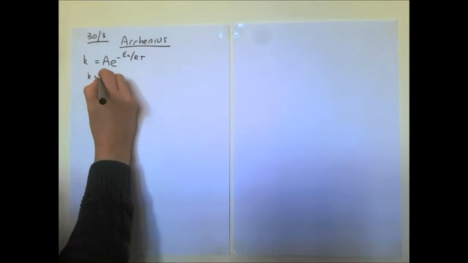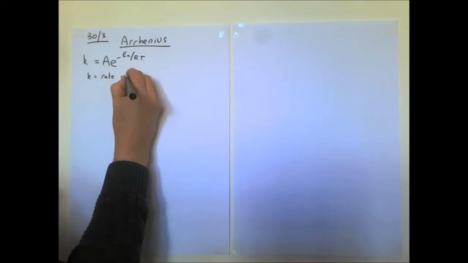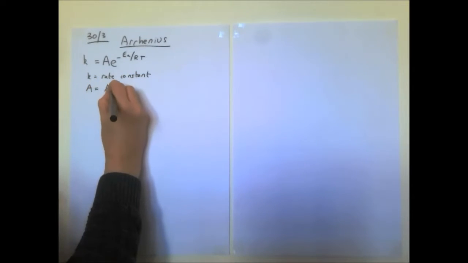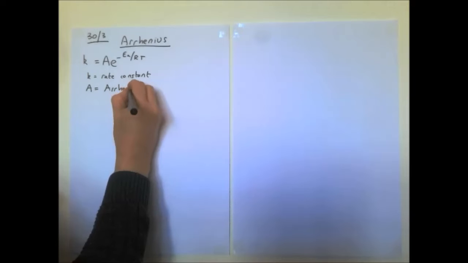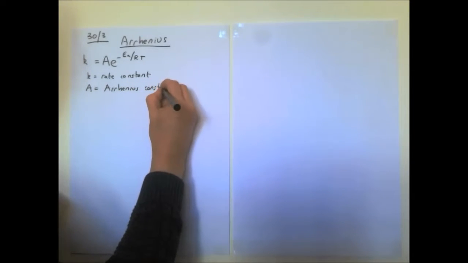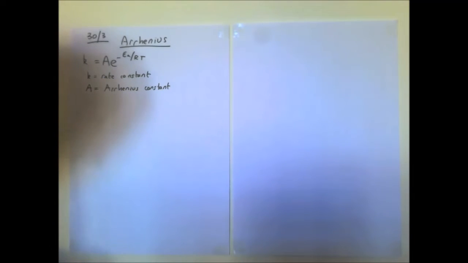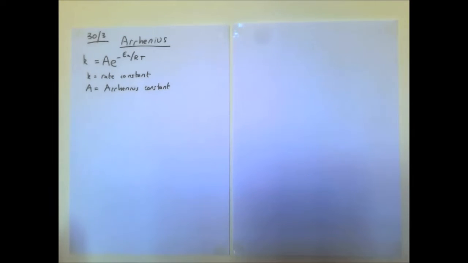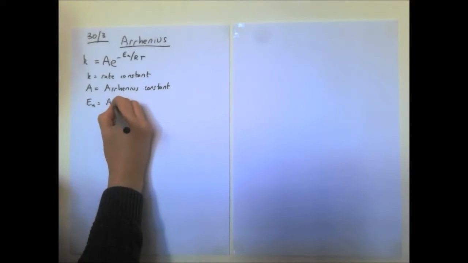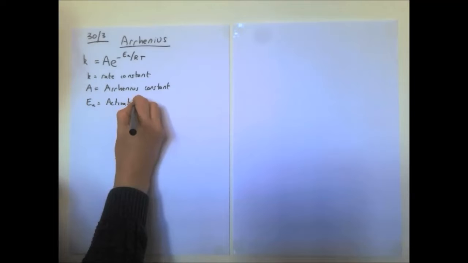So K we've met before, the rate constant. A is the Arrhenius constant, sometimes called the frequency number, or the frequency factor. It's similar to the collision rate. It's usually a pretty big number, but it's a constant. That's all you need to know. EA, of course, is the activation energy.